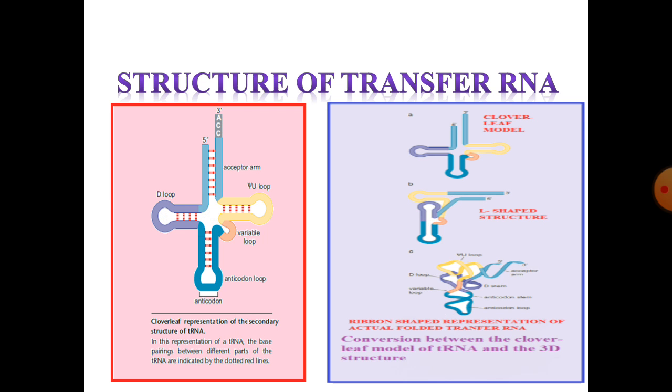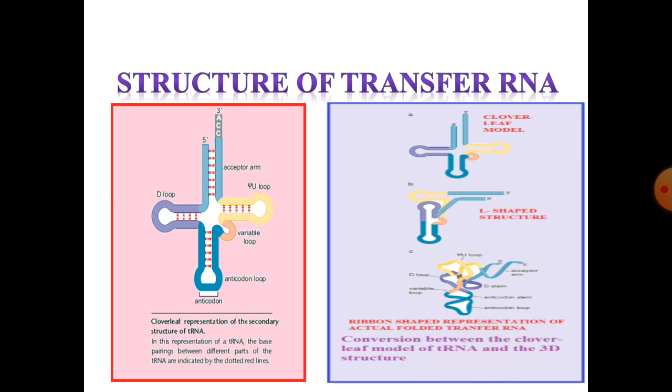Structure of transfer RNA. Here, as you can see in the diagram, a popular structure known as the cloverleaf structure is generally studied, whereas transfer RNA also takes another structure known as the L-shaped structure. In the process of mediating translation, the cloverleaf model contains a D loop, anticodon loop, pseudo U loop, and an acceptor arm.